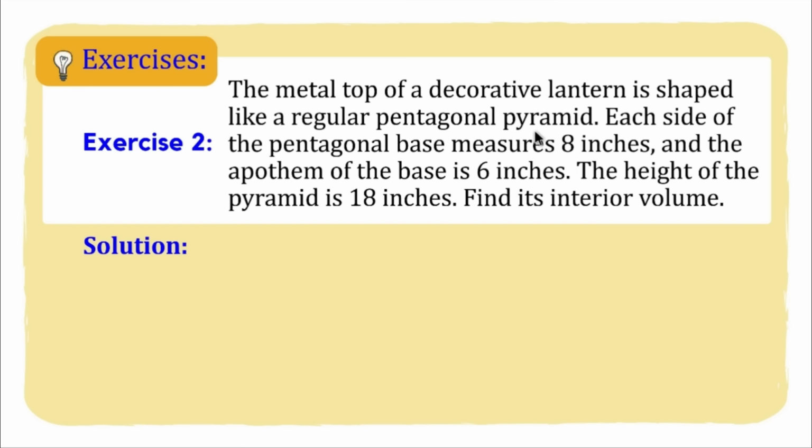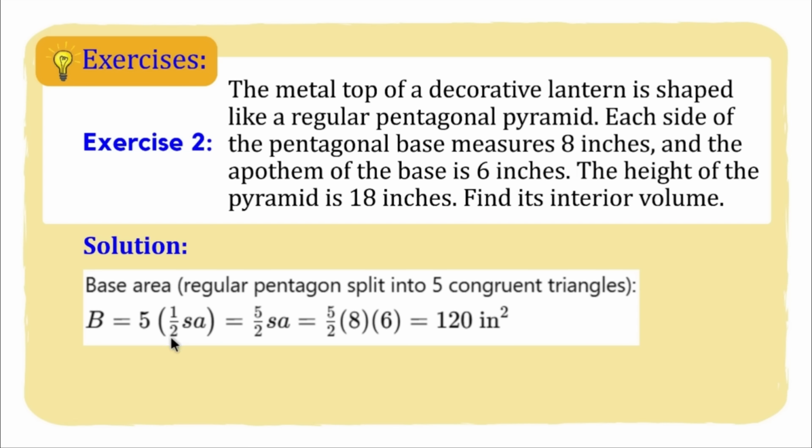So let's solve first for the area of the pentagon. So we have the formula, B is equal to 5 times 1/2 S times A, or in short, 5/2 times S times A. So yung S natin, which is the side, is equal to 8. Yung A, which is the apothem, is equal to 6. So 8 times 6 times 5/2, it will give you, in total, magiging 120 square inches yung ating base area.